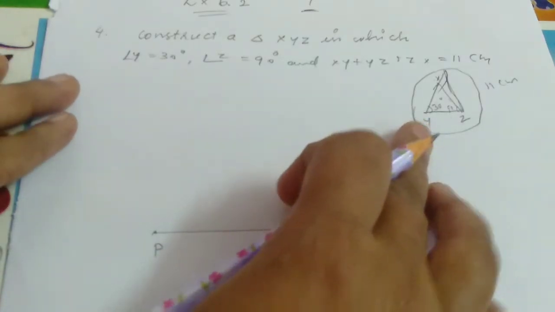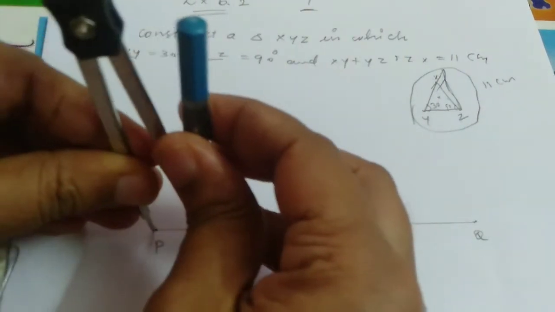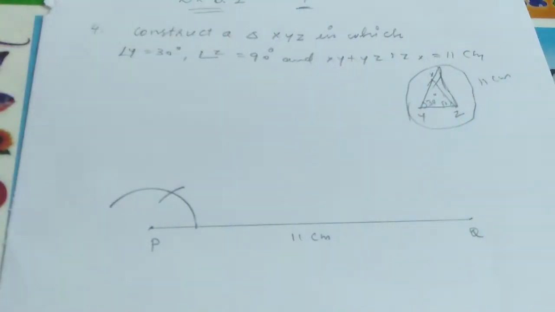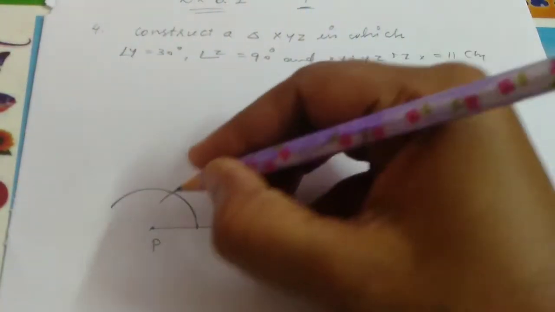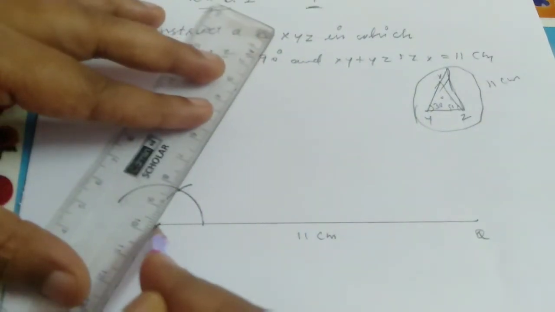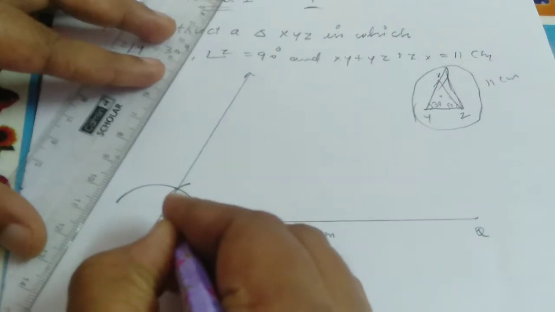So the angle at the base must be 30 degrees. How to construct 30 degrees without using a protractor? 30 is the half, the bisector, of 60 degrees. Draw one semicircle, keep the compass at the intersecting point, and cut one arc with the same distance. So this is now exactly 60 degrees. Mark this point using the scale and draw a ray. So now this is 60 degrees.